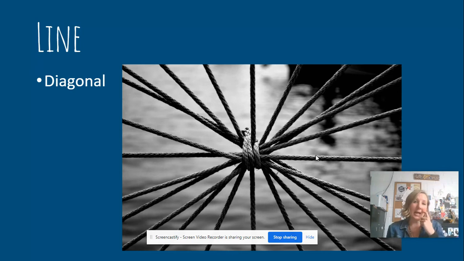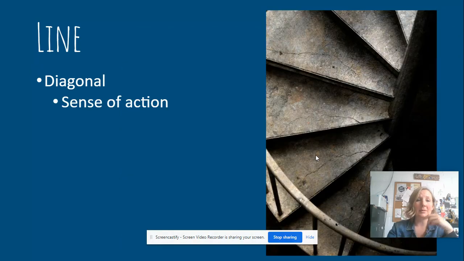Next, we have our diagonal lines. Those create a little bit more interest and a dynamic in our photos that the other things don't. They create a little bit more of a sense of movement or action. If you look down here, our eyes are following the curve of those stairs and all those diagonal lines. You definitely get a sense of movement and action.